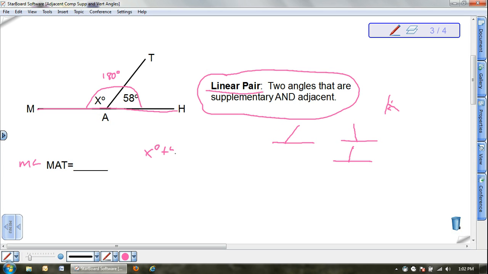plus 58 degrees equals 180 degrees. Okay, so x plus 58 equals 180. So we're going to subtract 58 degrees from both sides. And 180 minus 58 is going to give us that x is equal to 122 degrees.